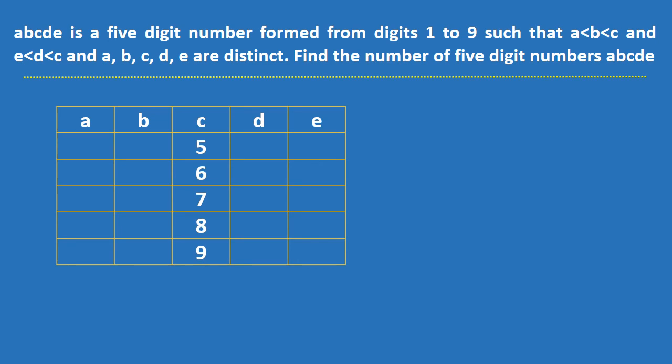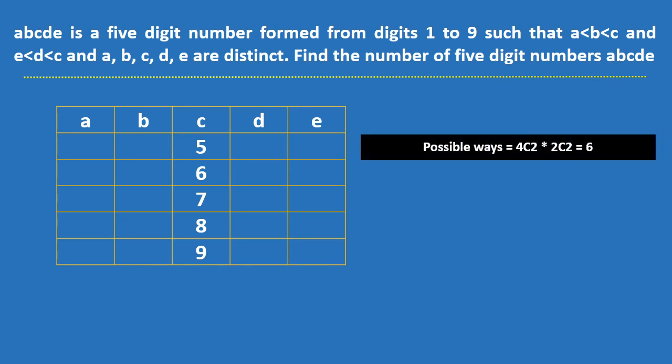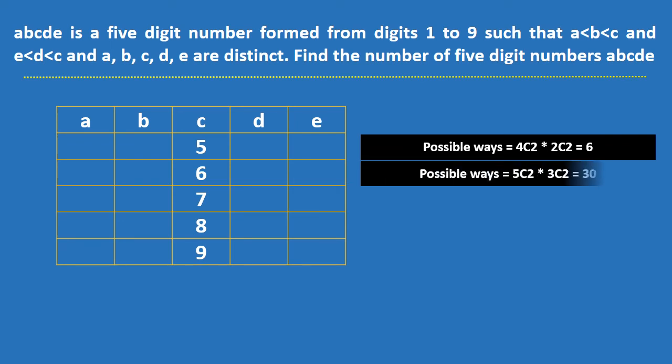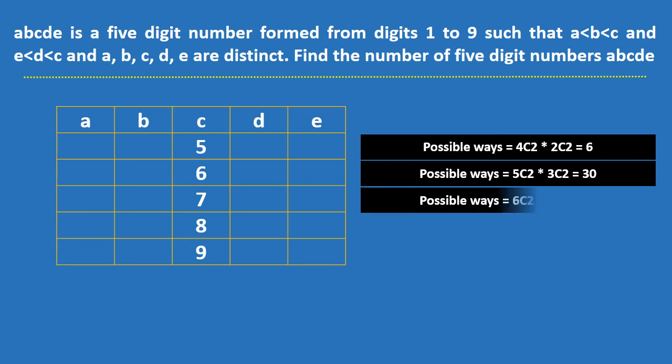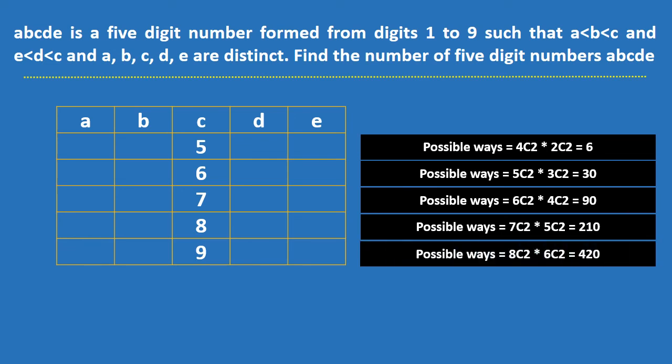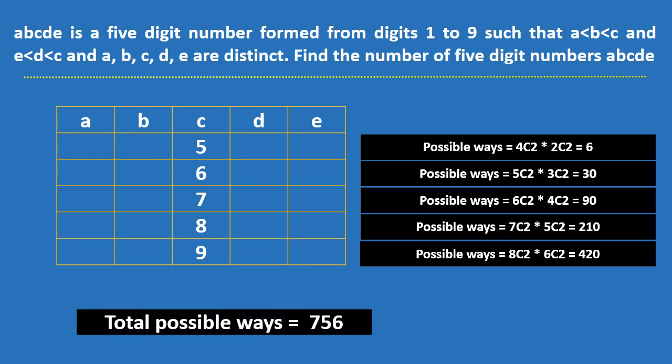Initially we have seen that C can take the values 5 to 9, and we have seen that when C is equal to 5, the possible ways is equal to 6, and when C is equal to 6, the possible ways is 30. Extending the same logic, when C is equal to 7, we have 90 possible values. And for 8 and 9, it is 210 and 420 respectively. So the total possible values for the 5-digit numbers A, B, C, D, E satisfying the given conditions is equal to the sum of all the possible ways that we have just seen. That is equal to 756.